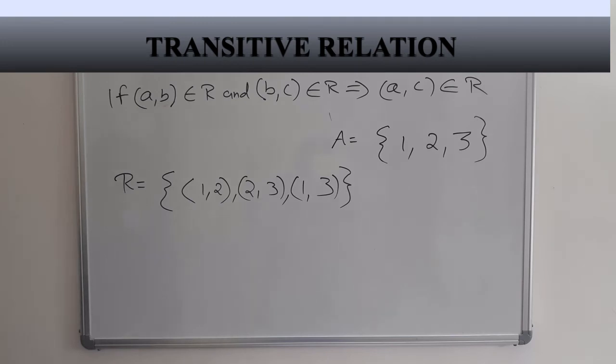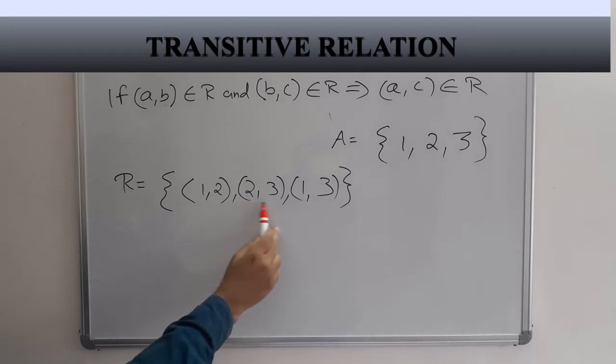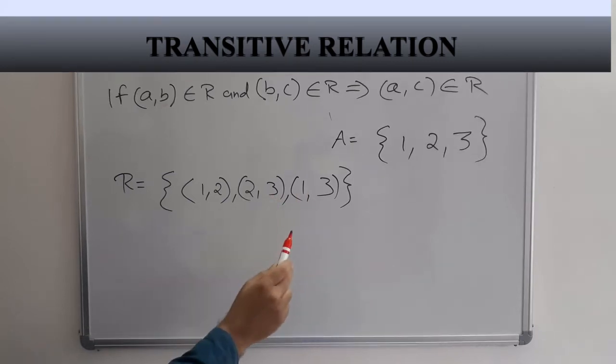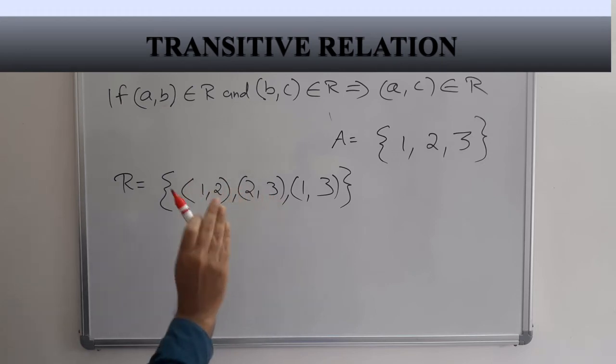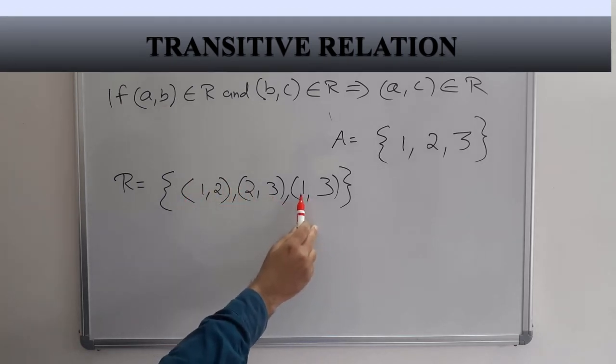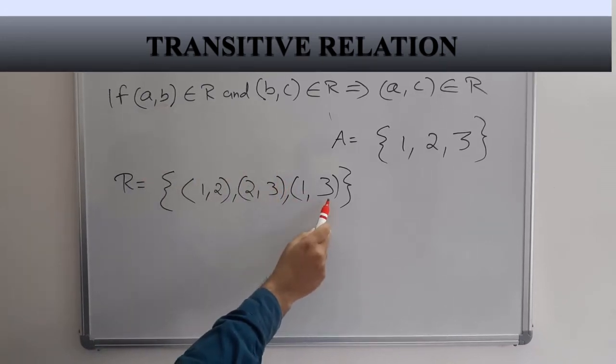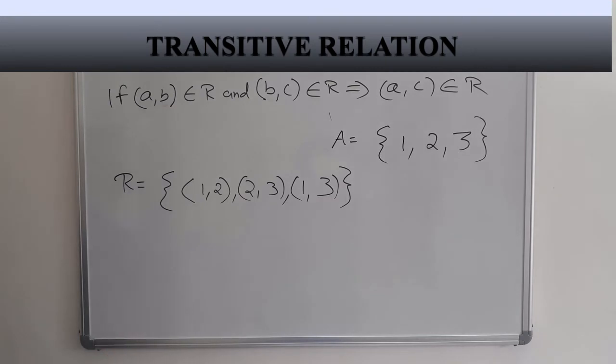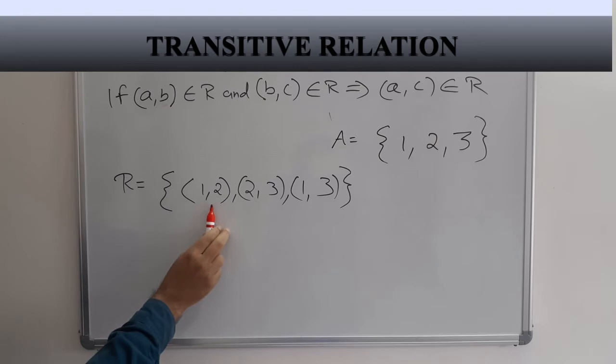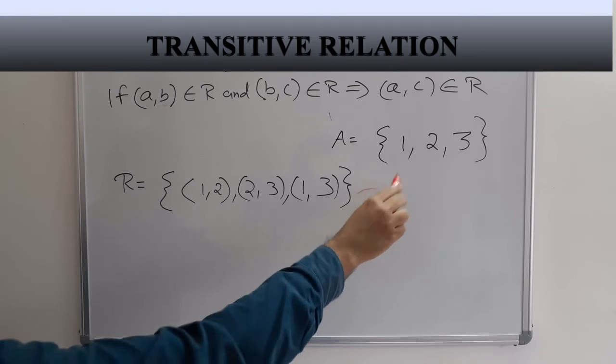So we don't just stop here. We'll go with the second pair also. We'll take this as the first one, so it is 2 comma 3. And we look for another pair starting with 3, with 3 as the first element, and it is not present. So we'll go forward, it is still transitive. And we'll go with the last pair. We'll check for this condition: it is A comma B, and is 3 present as a first element in any other pair? It's not there. So this is transitive.